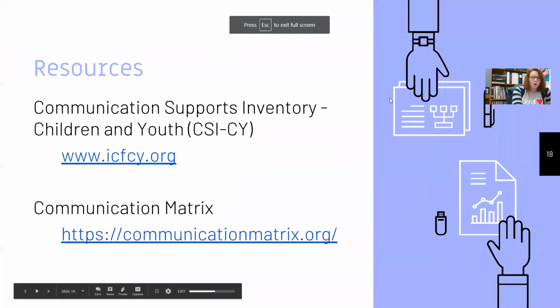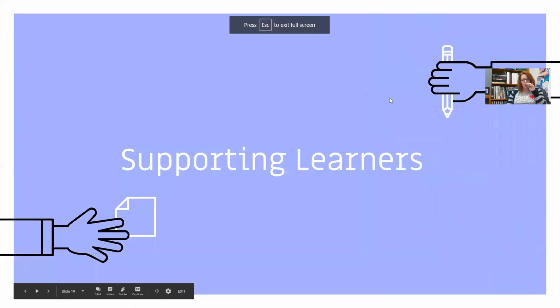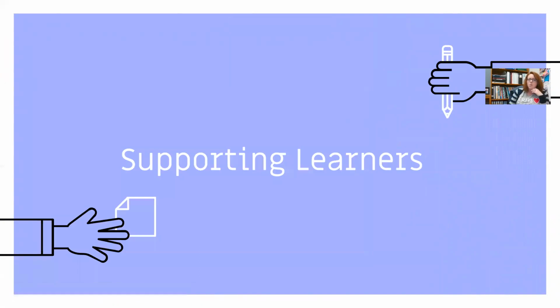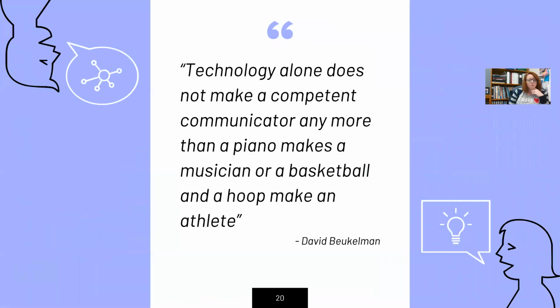The next part I wanted to talk about is how do we support kids that are using AAC, and how do we give them opportunities to learn and to be successful. This is one of my favorite quotes, and it says, "Technology alone does not make a competent communicator any more than a piano makes a musician or a basketball and a hoop make an athlete."